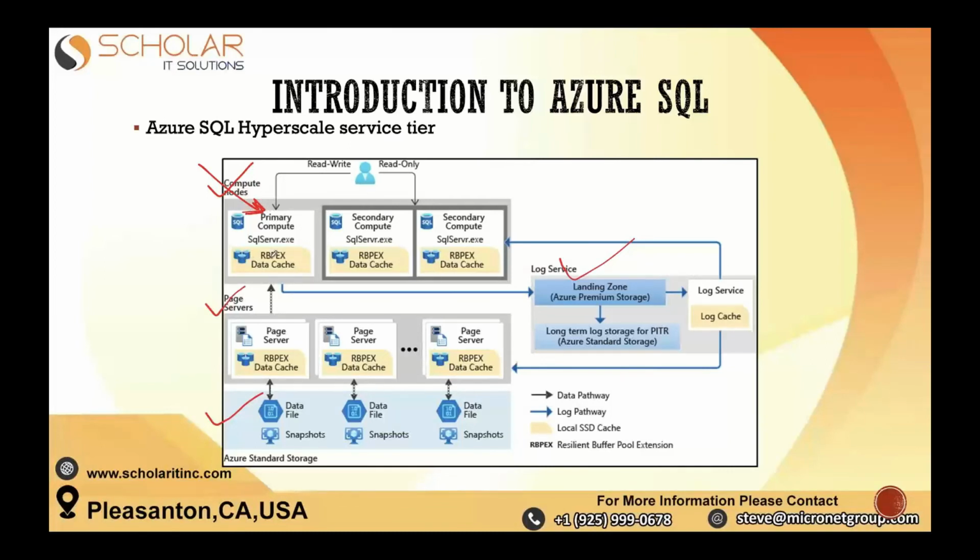This compute node has its own cache that's called RBPEX. Now, RBPEX is called resilient buffer pool extension. Now, what is it used for? It keeps your buffer pool here, right? Your database is here. It does all computations here and everything.